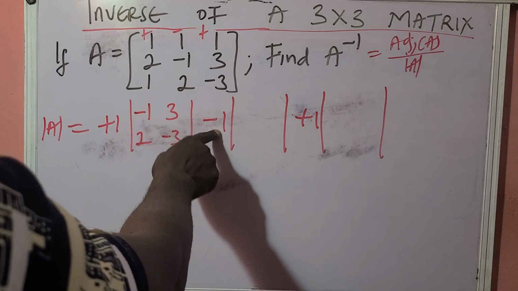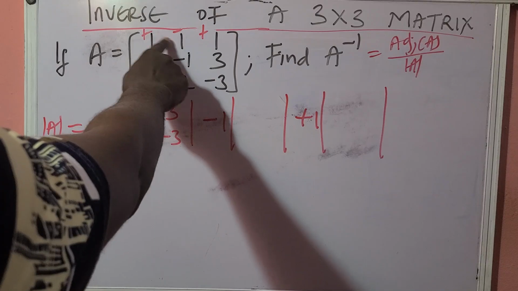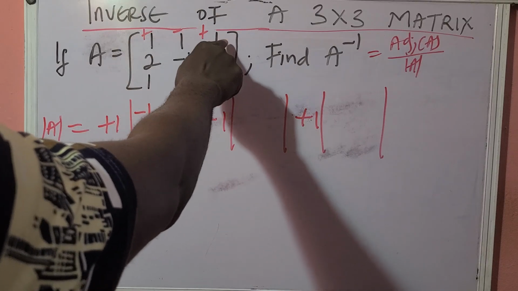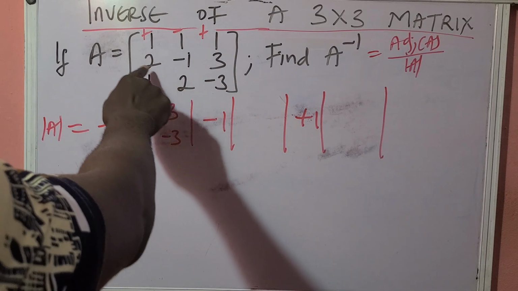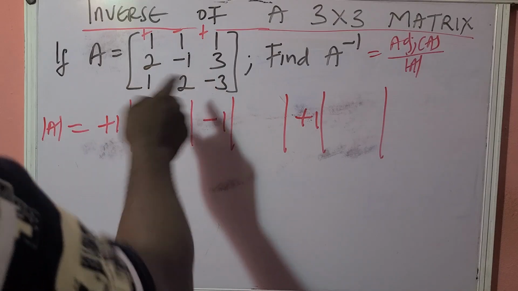So I go on for this next minus 1. This is on row 1 column 2. So I shut off the whole row 1. I shut off the whole column 2. I'm left with 2, 3, 1, minus 3.